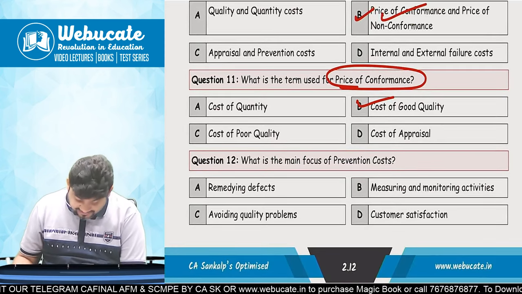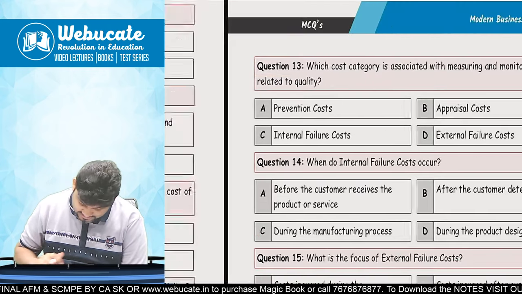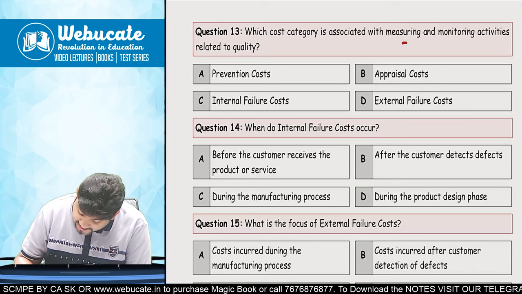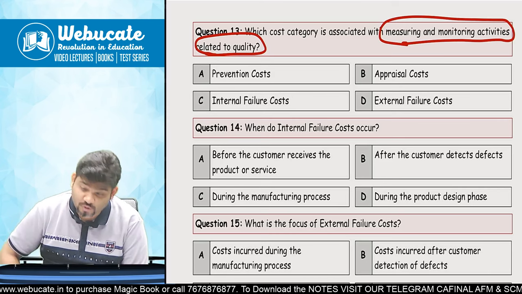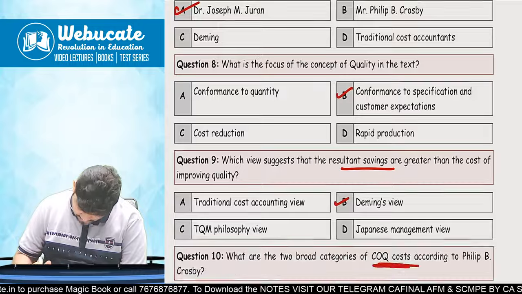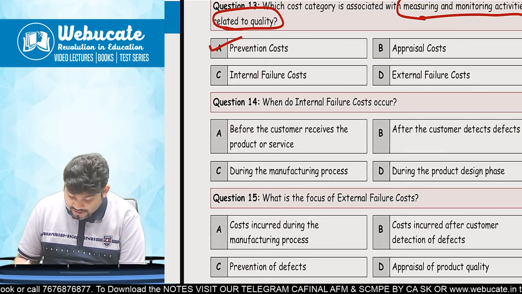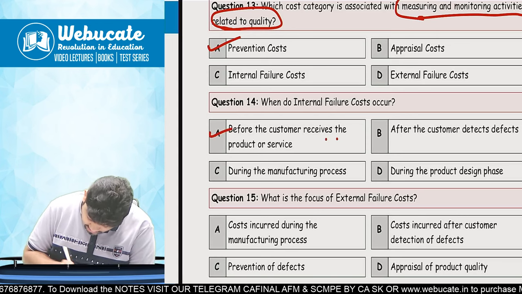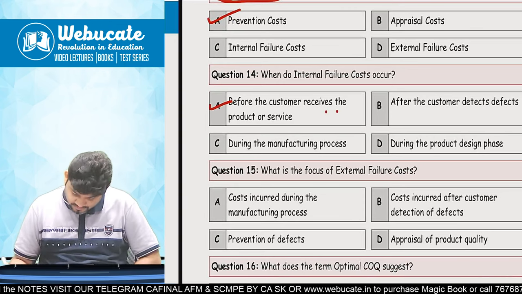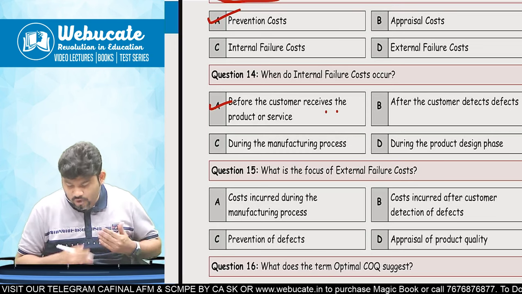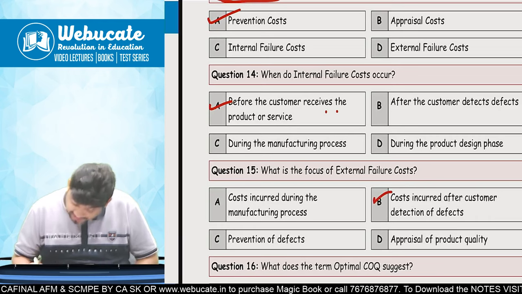What is the main focus of prevention costs? Remedying defects, measuring, monitoring, avoiding quality problems? Yes. 13. Which cost category is associated with measuring and monitoring activities related to quality? Focus on quality is always on prevention cost. When do internal failure costs occur? Before the customer receives the product or service. What is the focus of external failure cost? Basically, costs incurred after customer detection of defects.